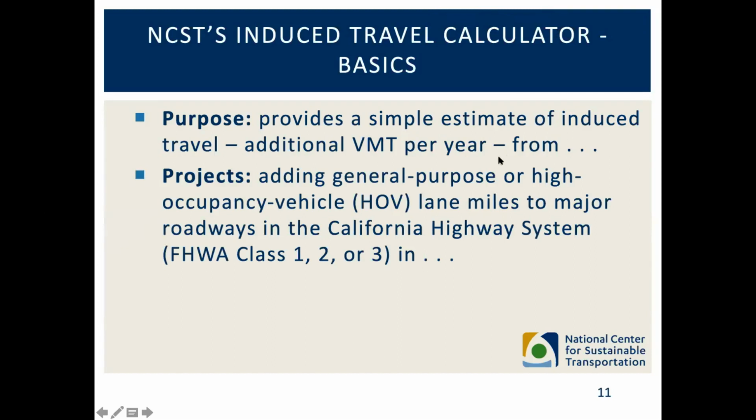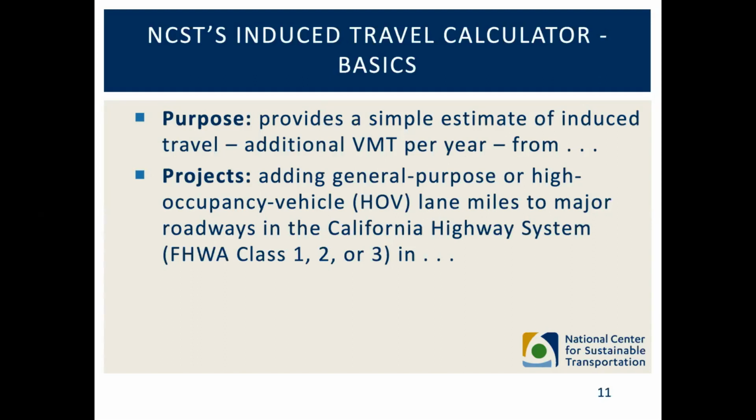And so class 1 facilities are interstate highways like I-5, I-80, or I-10. Class 2 facilities are other freeways and expressways, including US routes like Highway 101 or Highway 50, and many state routes. And class 3 facilities are other principal arterials like Highway 13 in the Bay Area, Arden Way in Sacramento, Santa Monica Boulevard in Los Angeles, or parts of Highway 1 along the coast. We provide links to the classification system and the California Highway System map on our Induced Travel Calculator website.